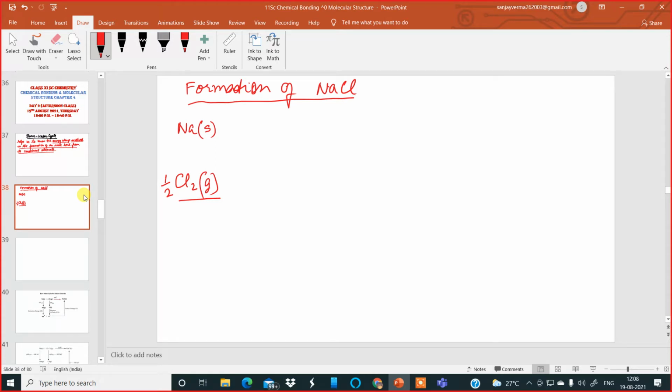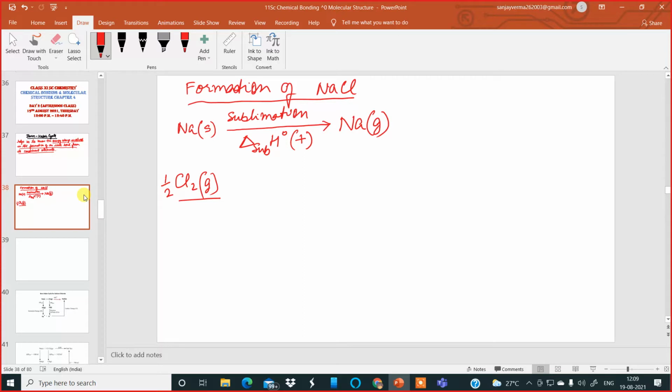This sodium metal in the solid state has to be sublimed. So I will write over here sublimation. There is heat of sublimation, delta sublimation H naught. We have to give heat, plus. Then this sodium atom becomes vapor, sodium in the gaseous state. Okay, this is the first step.